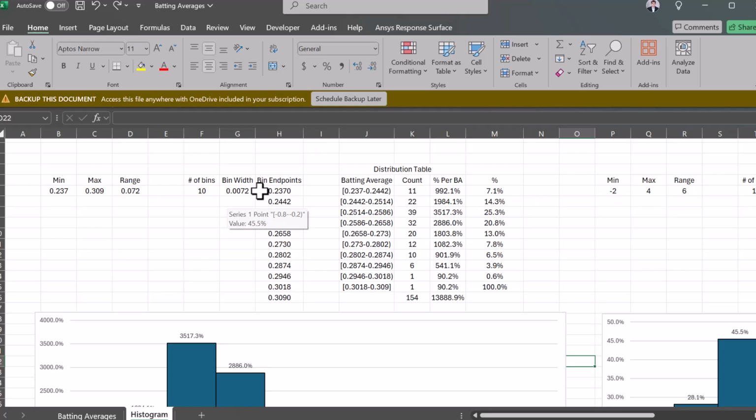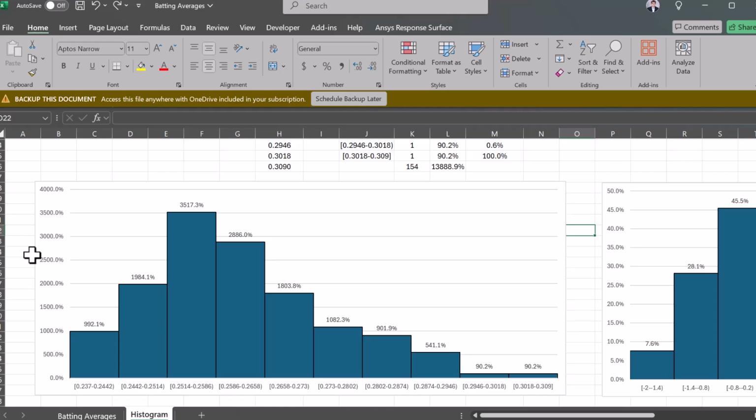They're like percentages, or like 0.2. The whole range of the batting average was 0.237 to 0.309, so the bin width was 0.0072. If you take the percent, look here. The percent of all the batting averages within the first bin was 7.1% of the count, 11 out of the 154. If you take 7.1 divided by 0.0072, you get 992.